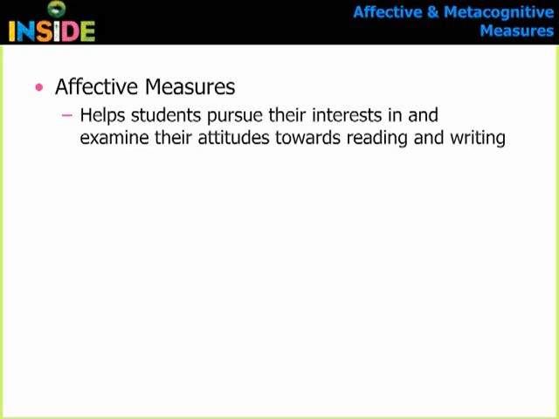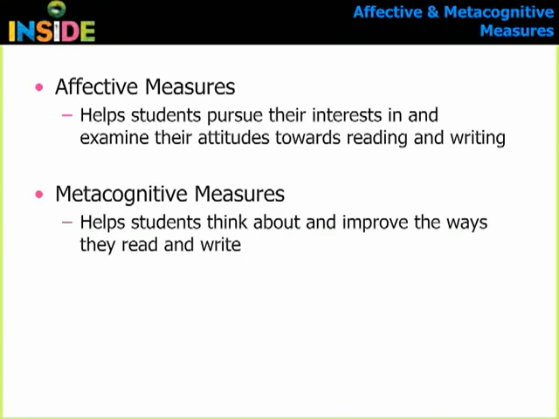Personal interests and attitudes affect motivation. Motivation is an important factor in reading and writing performance. The affective measures provided will help you and your students pursue their interests in and examine their attitudes toward reading and writing. The metacognitive ability to monitor, evaluate, and adjust the processes used while reading and writing is essential to become an effective reader and writer. The metacognitive measures help you and your students think about and improve the ways they read and write.